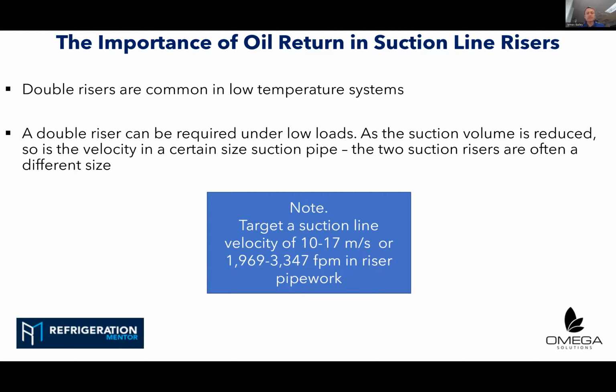So this is from my perspective. I'm not saying I'm right. There's a lot of experienced people, much more experienced than me, on this call out in industry. I generally target a velocity of 10 to 17 meters per second, or 1900 to 3300 feet per minute in riser pipe work, to make sure that it's adequate. So I know it's going to get the oil back at the low velocity, but it's not going to cause too much turbulence and impact on pressure losses within the system.